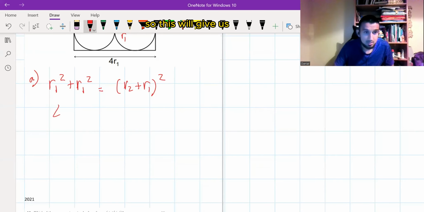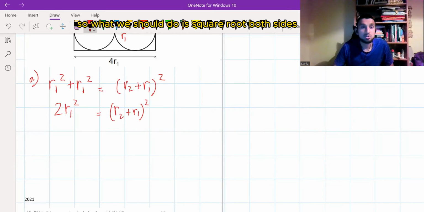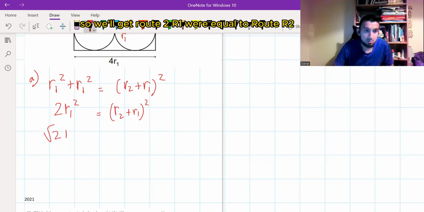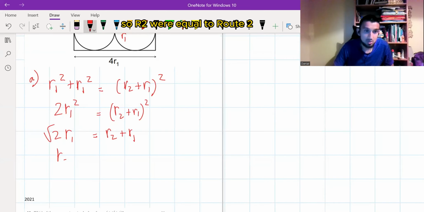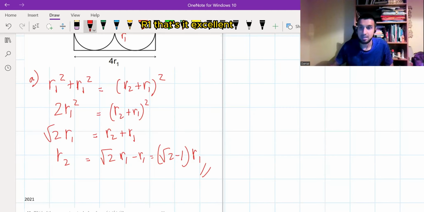So this will give us 2R1 squared, which will equal to R2 plus R1 squared. And we want R2 on its own. So what we should do is square root both sides. So we'll get root 2 R1 will equal to R2 plus R1. We want R2, so R2 will equal to root 2 R1 minus R1, which is root 2 minus 1 R1. That's it. Excellent.